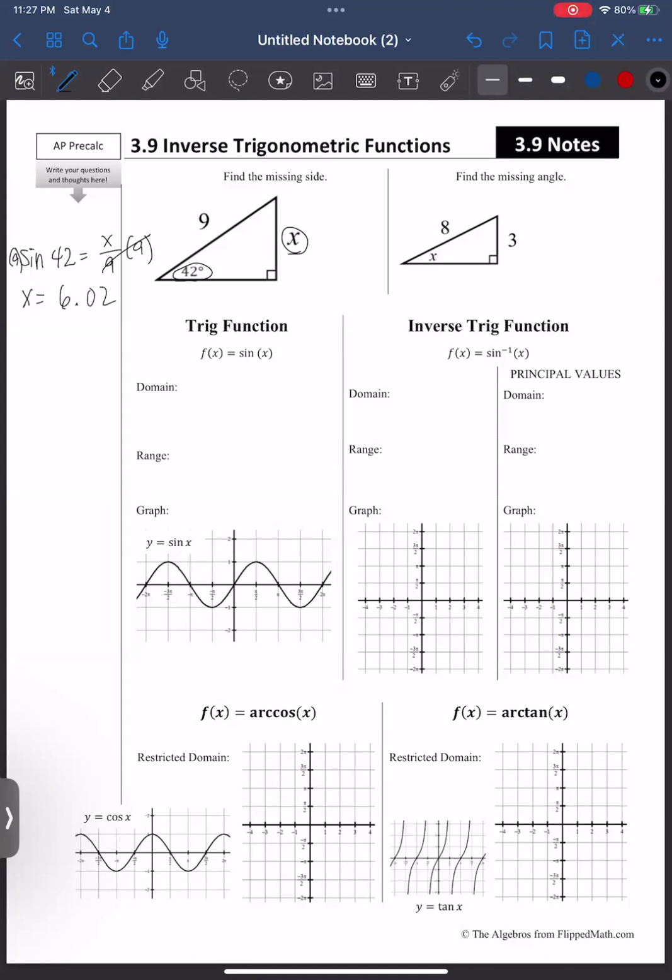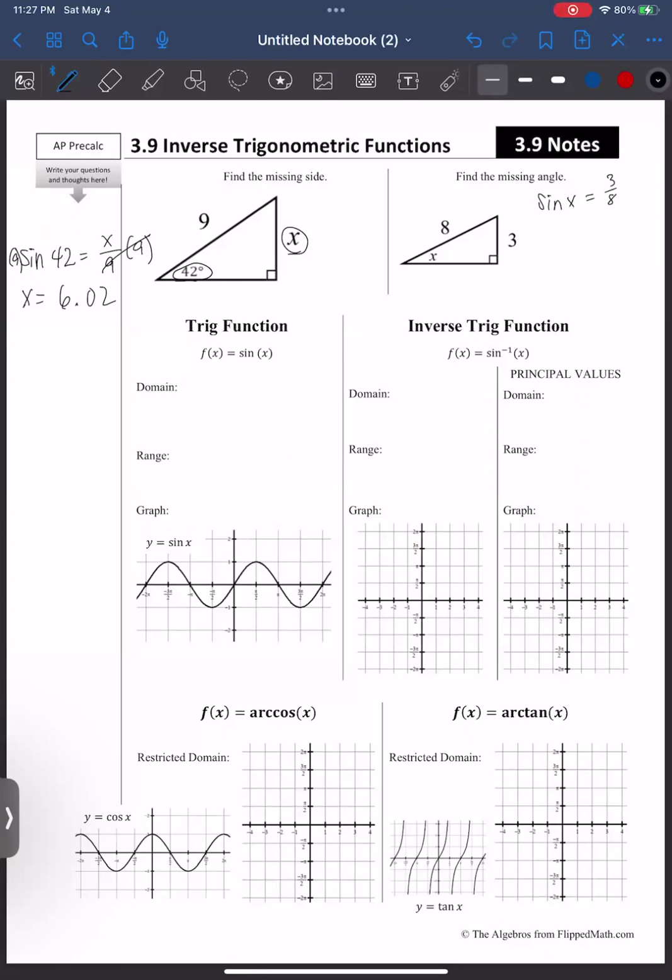Okay, it's not an exact science. It's going to be rounded, so it's not going to be exact. But it helps you figure out what that side is. Now we have here, find the missing angle. Well, same idea, right? So sine of x is equal to 3 over 8.